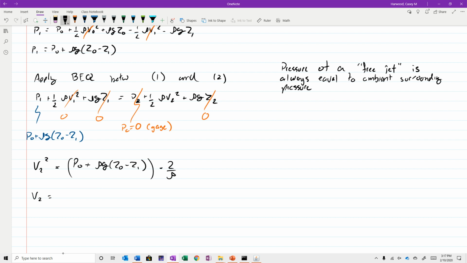So I'll go ahead and write this in. This is going to be, right, P naught is 0 pascals gauge plus, if we're dealing with water, rho g is 9810 Newton per cubic meter times a 5 meter change in elevation, times 2 over 1,000 kilograms per cubic meter, and we should get about 19.95 meters per second.